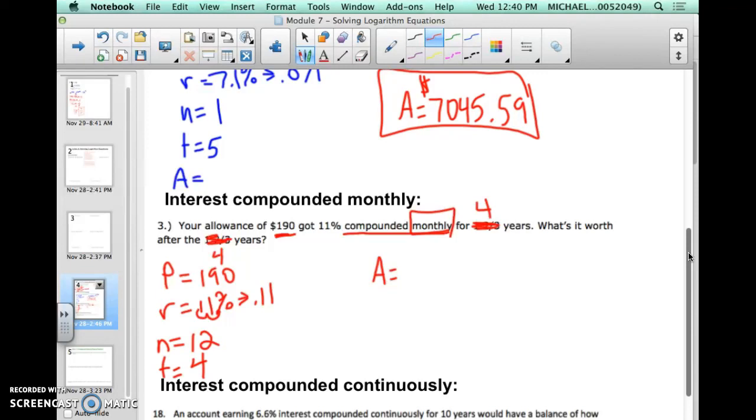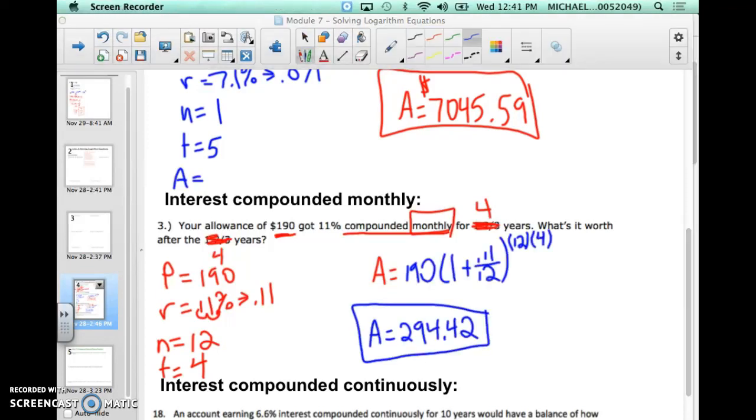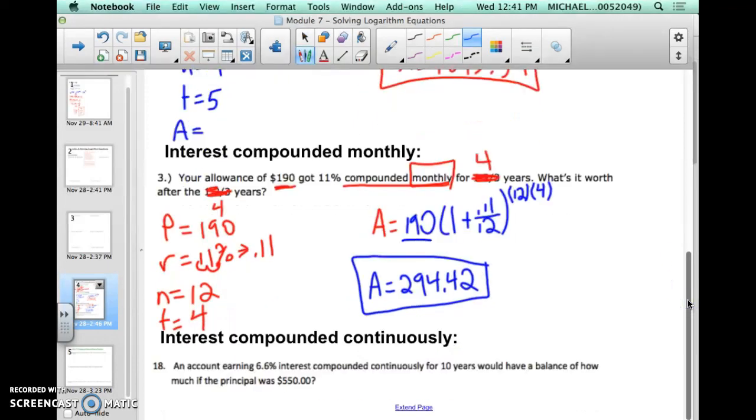So go ahead at this point, pause the video, and try to come up with your own answer for this process. Plug that into the formula, and then come up with your own answer. So please pause the video and try that. At this point, you should have paused the video. I inputted this into the calculator, and I got 294.42 for my answer. So please check your work with mine.